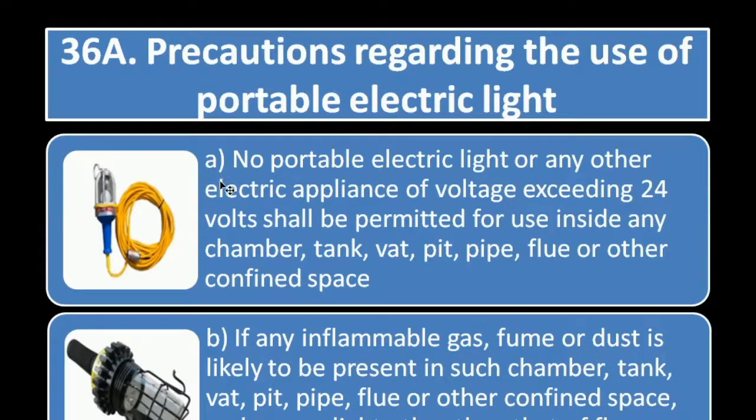Subsection A. No portable electric light or any other electric appliance of voltage exceeding 24 volt shall be permitted for use inside any chamber, tank, vat, pit, pipe, flue or other confined space. As we know, a confined space is a place where there is no interior lighting and the place is completely dark. So in order to illuminate it, we will need to carry an electric light. While carrying an electric light, it has to be ensured that its voltage does not exceed 24 volt. So any electric light of 24 volt or less is permitted inside a confined space.